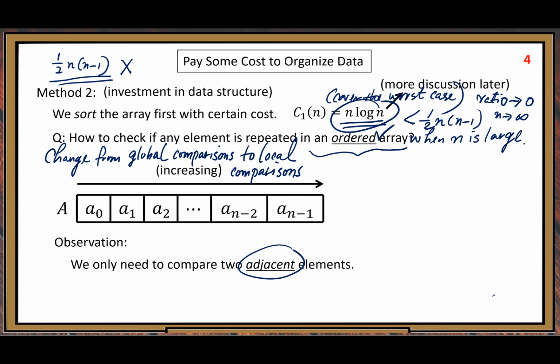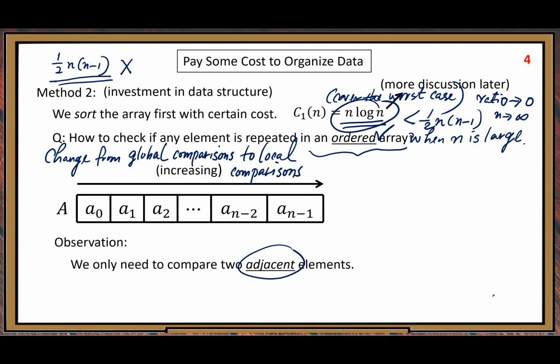Local comparisons. What do you mean by local comparisons? The comparison between two adjacent elements. That's the local comparison. When we change from global comparison to local comparisons, we can reduce the number of comparisons significantly. Now think about that.